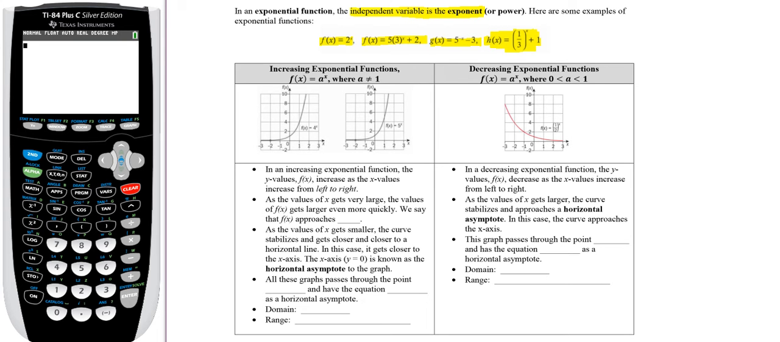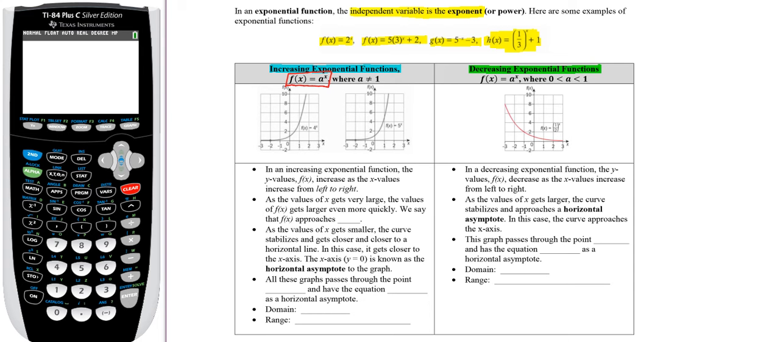If we think about the parent function or the main exponential function, there are two different types: increasing exponential functions and decreasing exponential functions. We'll take a look at each of these individually. Increasing exponential functions have an equation that looks like f of x equals some number a to the exponent x, where a is not equal to 1. That's because if a were 1, it would just always be 1. 1 to any exponent will still be 1.